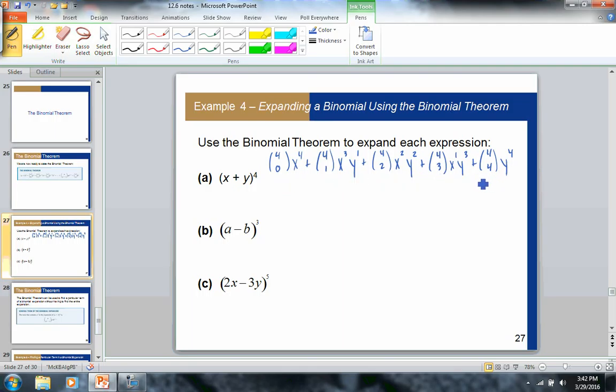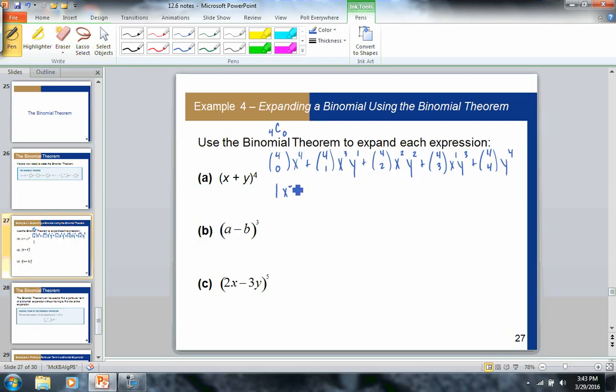Then you can go to your calculator and evaluate this expression right there. Remember, you're going to go to the math menu, arrow over to probability, and use option 3. It's a C for a combination. When you type it into your calculator, it's going to look like 4 and then C and then 0. But when you evaluate that, you're going to get a 1.